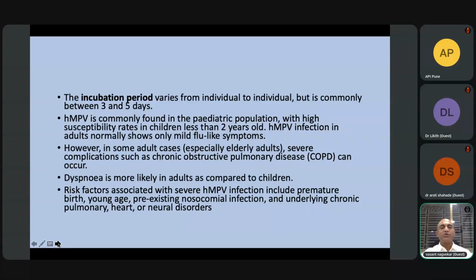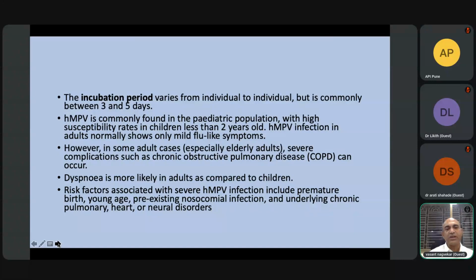with fever. So fever, unlike influenza A, HMPV has less: 50% of the patients may not have fever, compared to RSV, where 70% would have fever, whereas with influenza, more than 90% of the patients will have fever. So this is a major difference in the febrile phase between HMPV, RSV and the influenza viruses. Dyspnea is more likely in adults as compared to children.